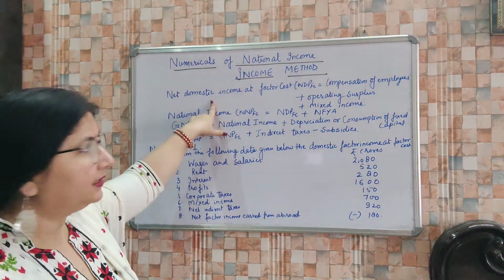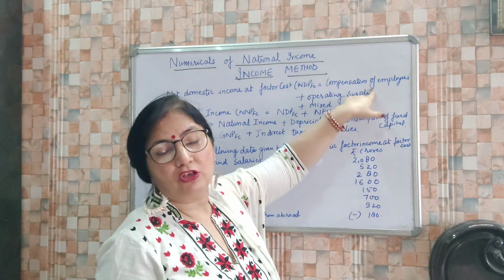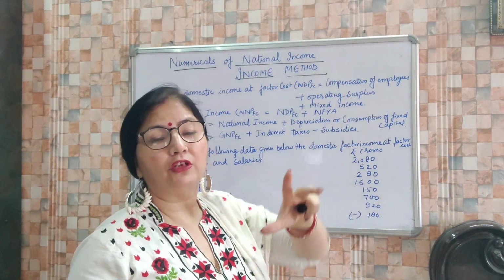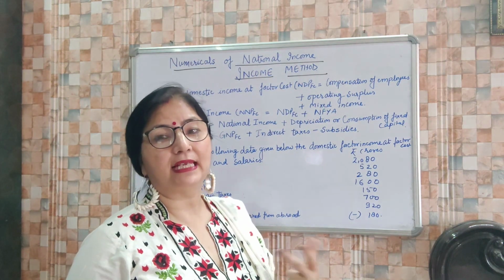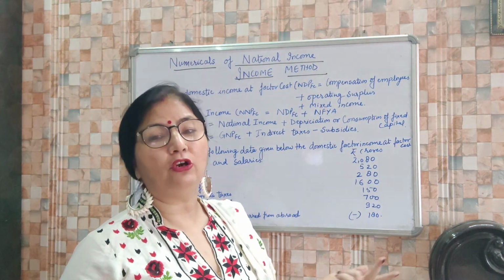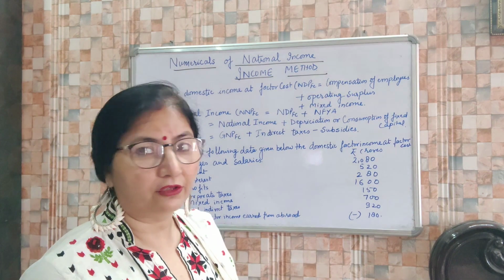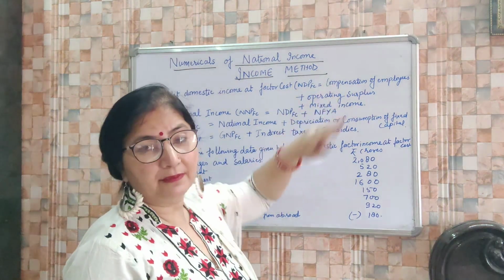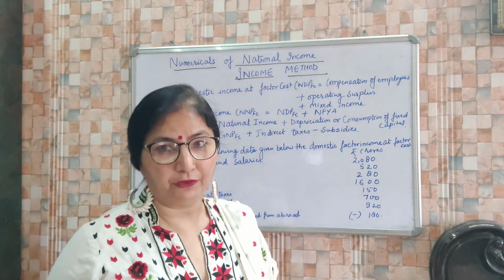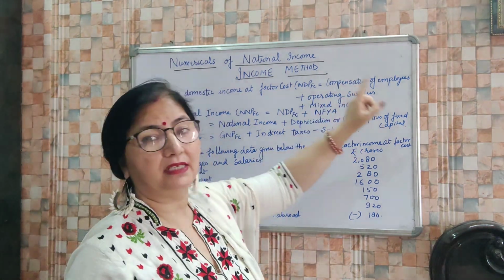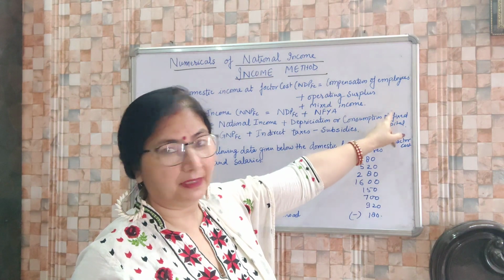Net domestic income at factor cost, or what we call domestic factor income, that is compensation of employees. As you all know, compensation of employees is made up of the wages and salaries in cash, wages and salaries in kind, pension on retirement, or employers' contribution to social security schemes. And operating surplus, that is the summation of income from property and income from entrepreneurship. So rent, interest and profit will be included in operating surplus.